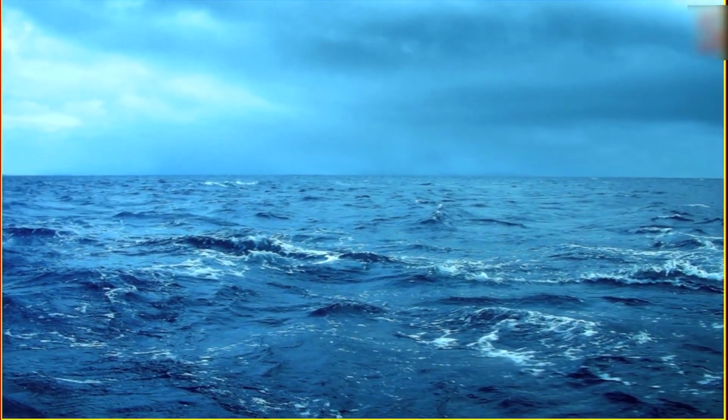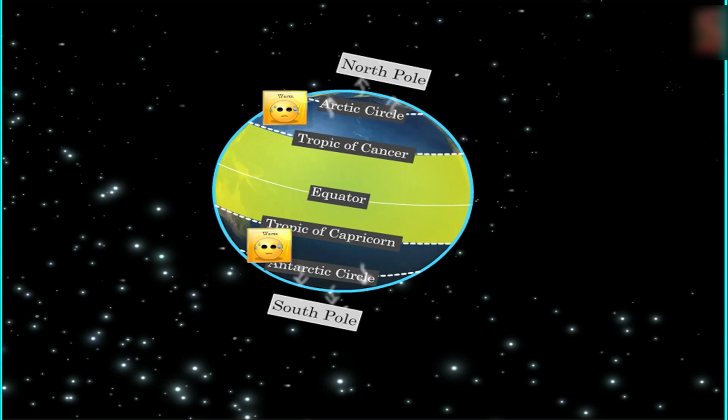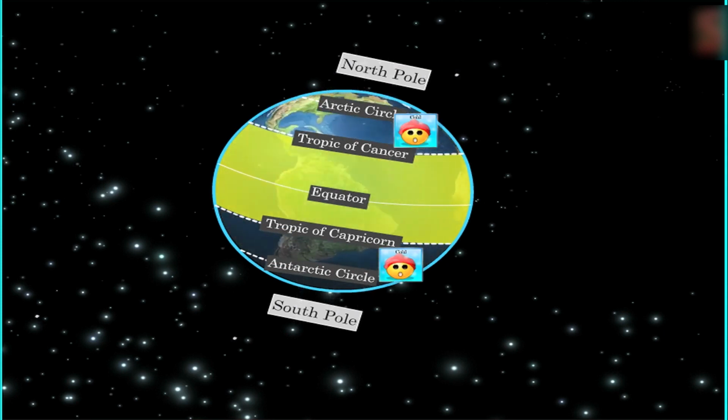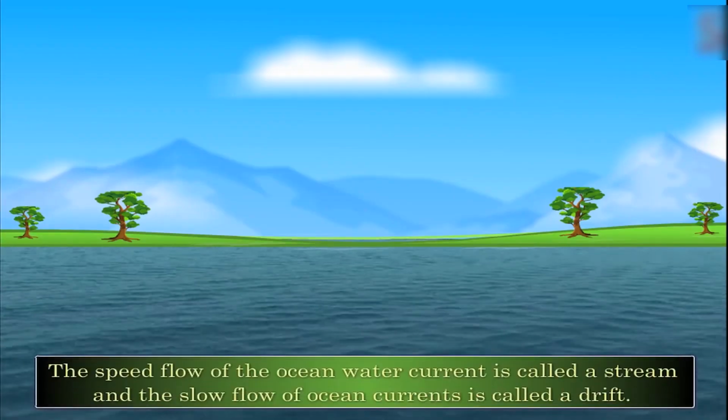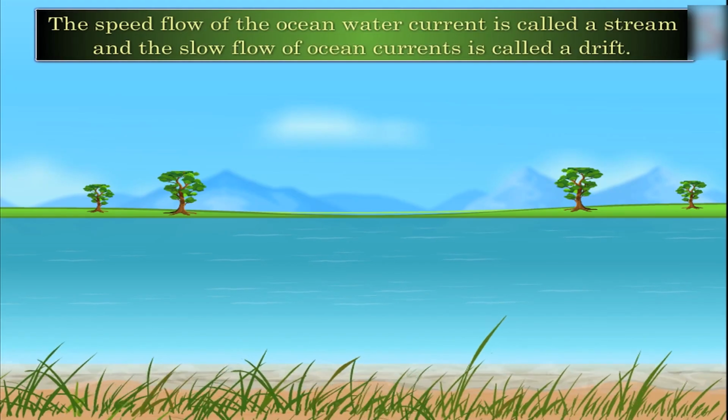On the basis of temperature, the ocean currents are divided as warm currents and cold currents. Now, let us learn about the warm currents and the cold currents. While the warm currents flow towards the poles, the cold currents flow towards the equator. On the basis of the speed, the ocean currents are classified as stream and drift. The fast flow of the ocean water current is called a stream and the slow flow of ocean currents is called a drift.